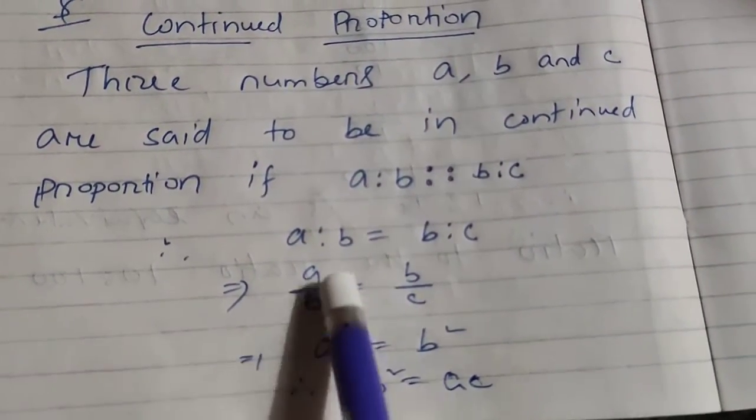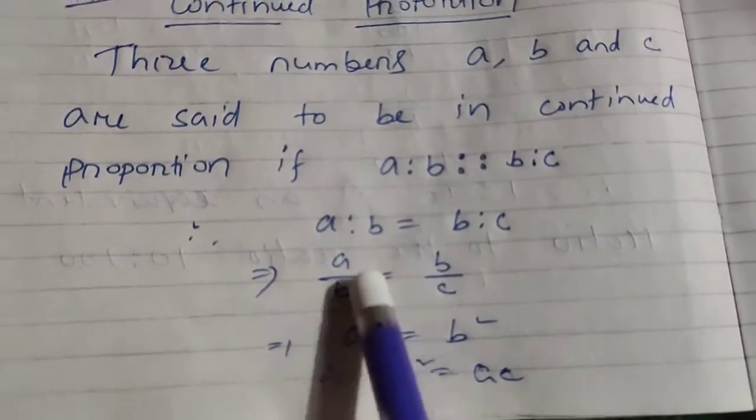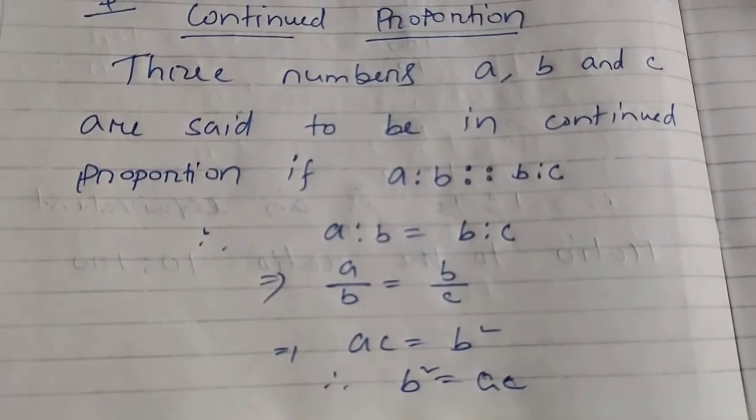So A is to B equal B is to C. A by B is equal to B by C. Cross multiplied, AC equals B square, meaning B square equals AC.